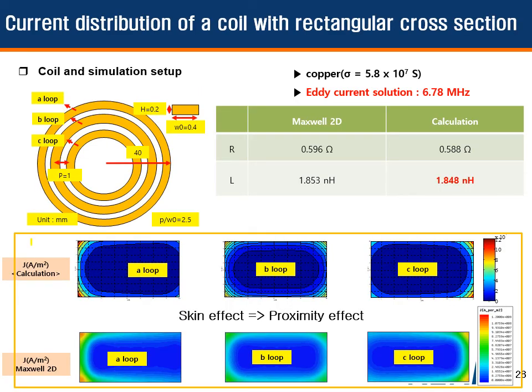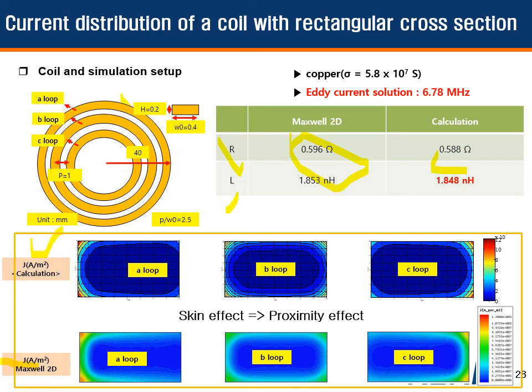This slide shows the calculation result of the current distribution and the resistance and inductance for a printed circular coil. The specifications of the coil are 3 turns, pattern width is 0.4 millimeter, metal thickness is 0.2 millimeter. Pitch from center to center is 1 millimeter, frequency is 6.78 megahertz. For comparison, the same coil is analyzed by ANSYS Maxwell 2D. First, the calculated resistance and inductance are compared. Both results are in good agreement.